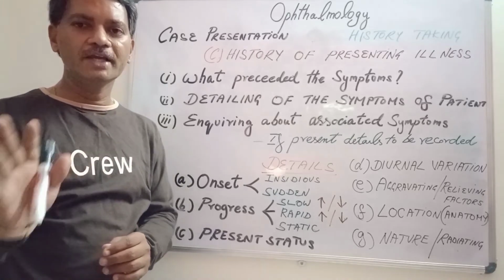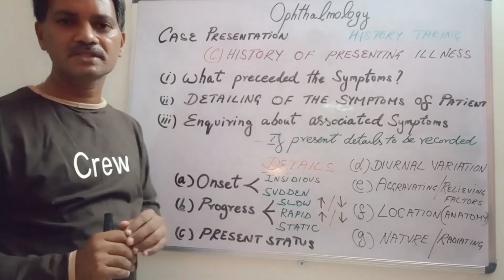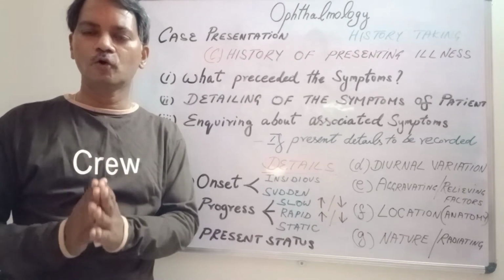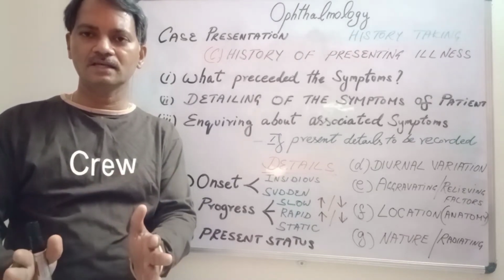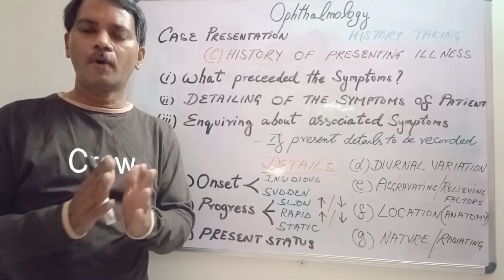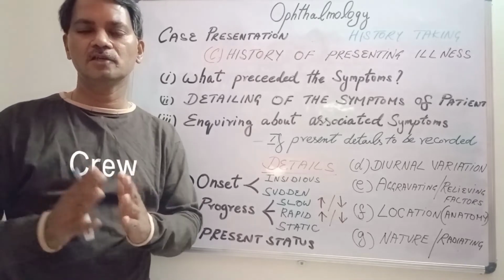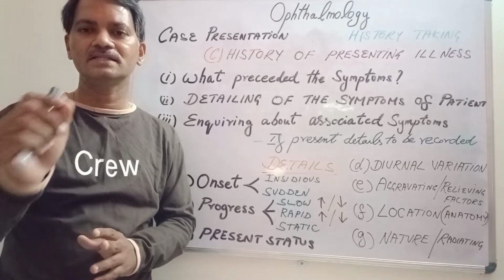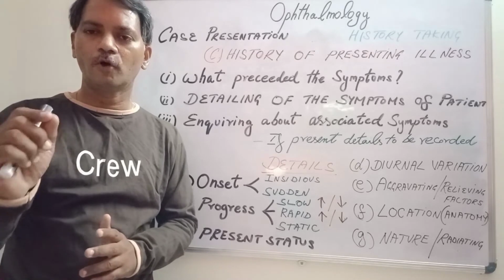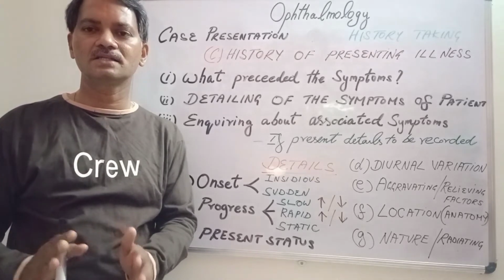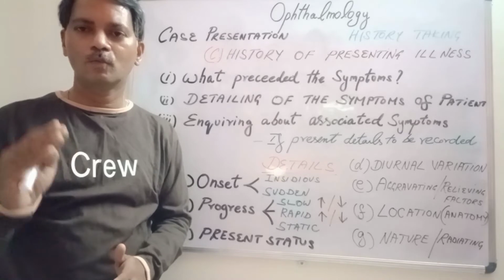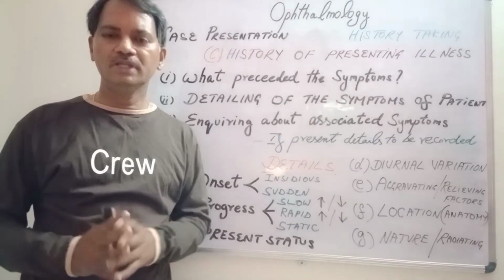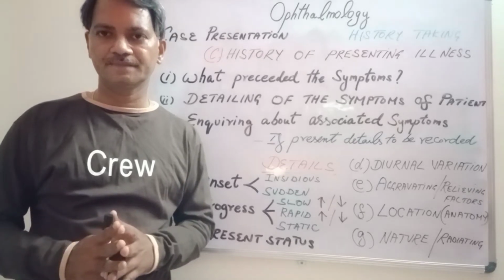So next we are going to the detailing of the symptoms. Detailing should be done for the symptoms already told by the patient in the complaints and also for the positive history in the history of presenting illness. Here I have already told that the patient had irritation in the eyes. That is one of the positive histories. All other histories are negative. What are the details to be asked for each symptom? We will see now.